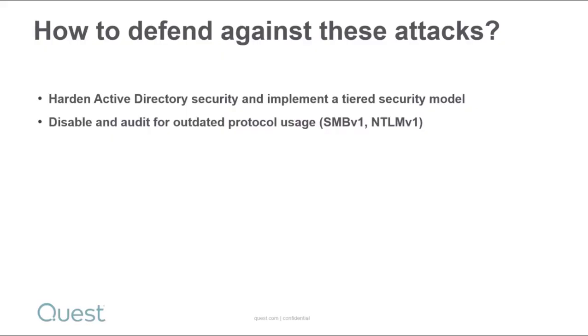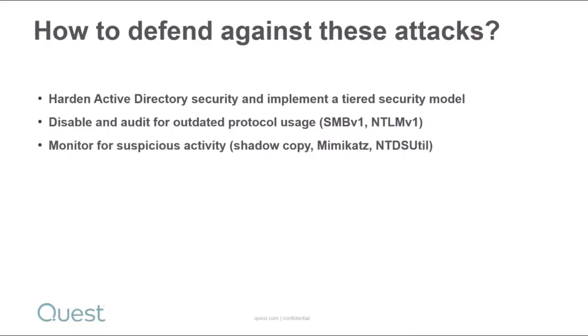Another best practice is to disable old network and authentication protocols and audit for the usage of those older protocols so we know where and when they're in use. That'll help with that piece. The third thing after securing and modernizing your AD is actually monitoring for suspicious activity. This is the main focus of our session today.